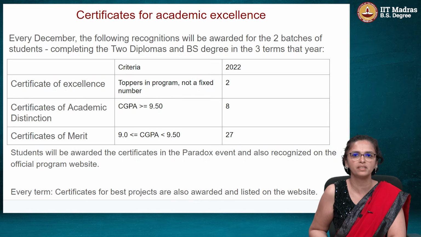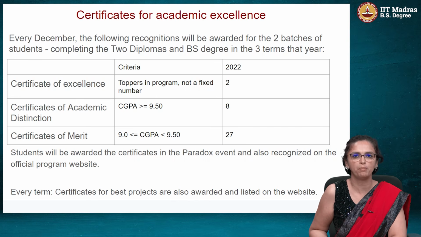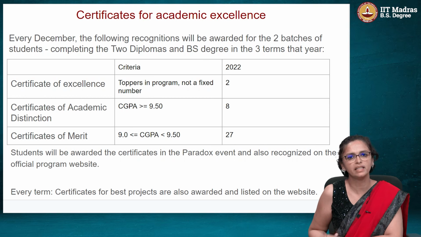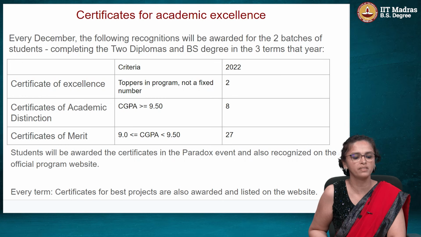The third category is certificates of merit, which is awarded to students who have a CGPA between 9 and 9.5. There were 27 such students, and they were also awarded certificates. These will be given in Paradox, and we also have a web page on our website dedicated to showcasing such toppers. We hope that you can all aspire to belong to this category. Keep your CGPA up there. We don't have a limit on the number of students, at least in the certificates of merit and certificates of academic distinction. So all of you can do very well and come into this category. We'd be happy to award more and more certificates to students who fall into this category.